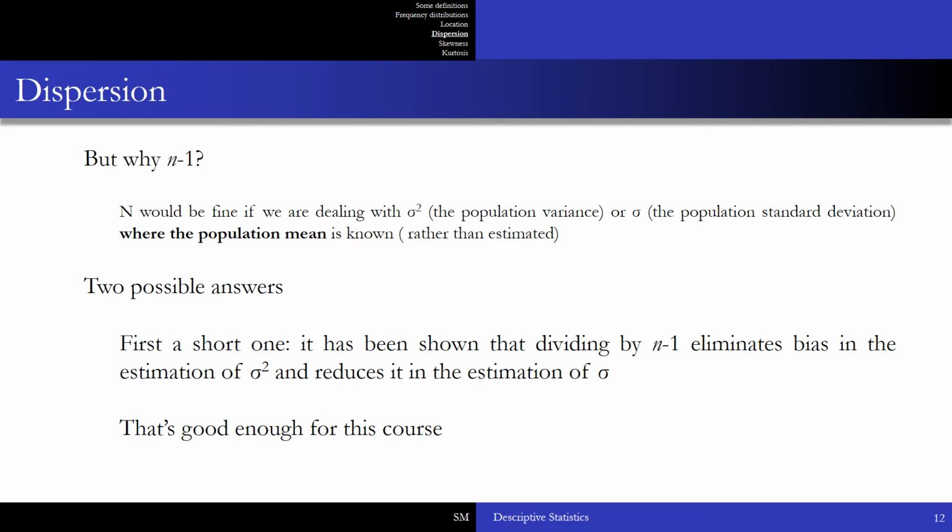When we're working with population data and we want to calculate the population variance or the population standard deviation, the population mean will be known rather than estimated. It has to be, because we couldn't calculate the population variance or the population standard deviation if we didn't know the population mean. When we look at the deviations between each observed value and the mean, that assumes that we know what the population mean actually is.